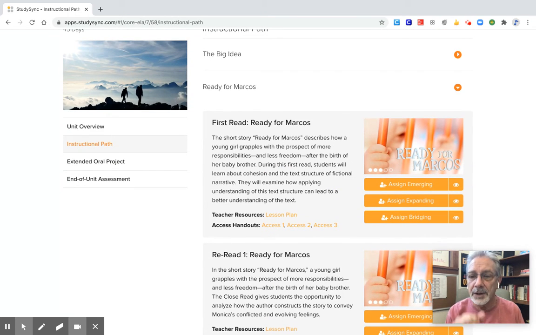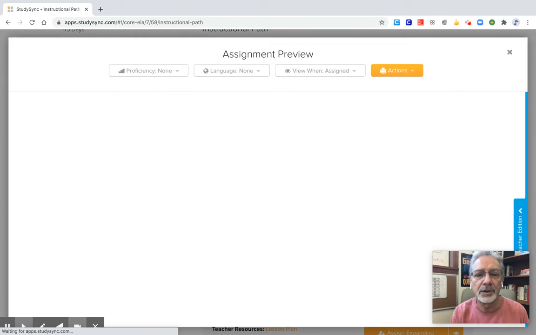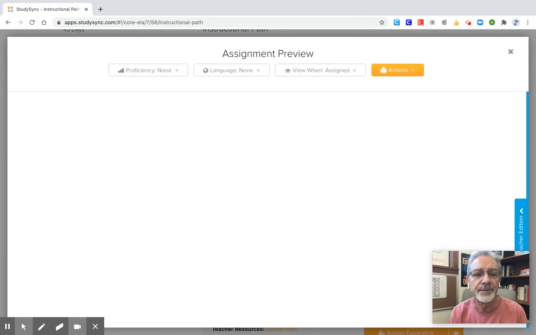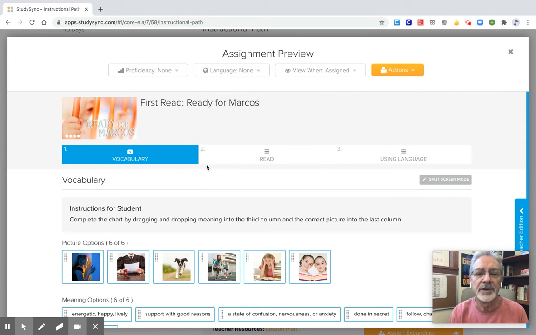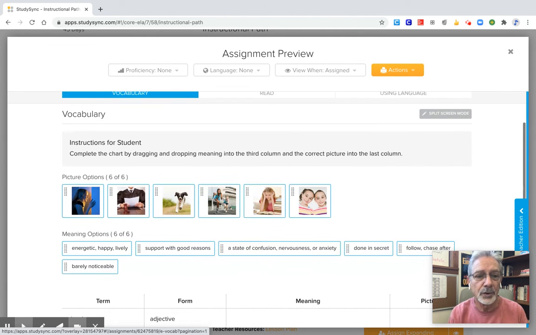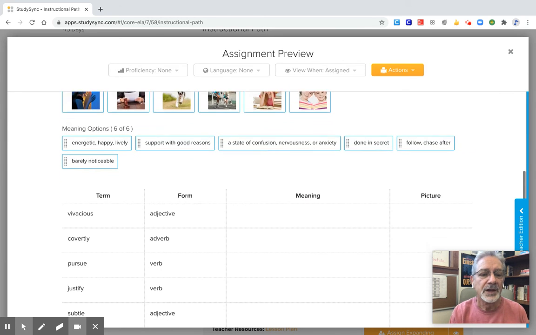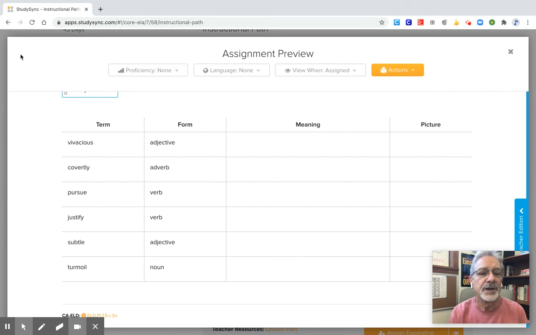When we look at a story, we're going to see assignments that look a little bit like what we're going to see here. So this particular one on the first read comes in 3 parts. There's a vocabulary part, there's a read part, and there's a using language part. So let's take a look at vocabulary. Most of our vocabulary will work like this. Here are a handful of terms: vivacious, covertly, pursue, justify, subtle, and turmoil. Those are all words that will show up in that story.